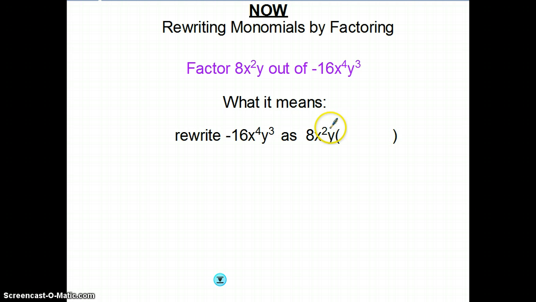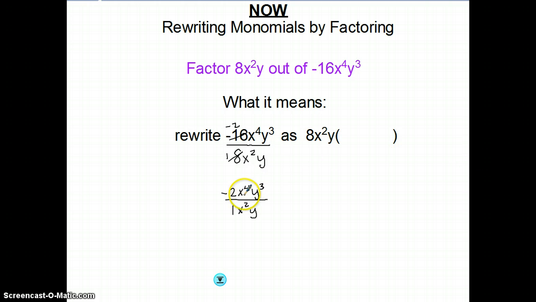Normally we say, okay, this times something gives me my 16 x to the 4th y to the 3rd. But now we're going to undo that and kind of work backwards. How we can do this is to take the negative 16 x to the 4th y to the 3rd and divide it by 8x squared y. Whatever you get from that division is what belongs in your parentheses. So negative 16 and 8 reduces to a negative 2 and a 1. So I have negative 2x to the 4th y to the 3rd over 1x to the 2nd y.